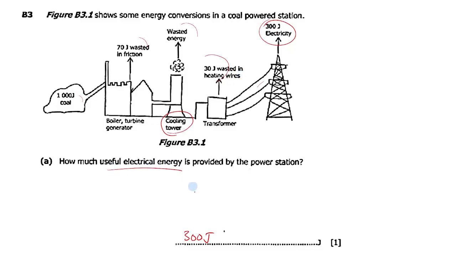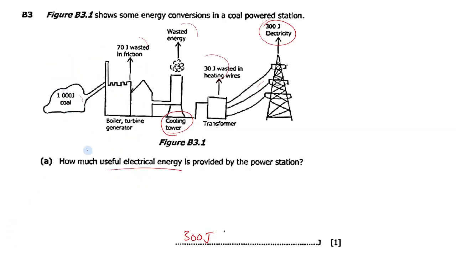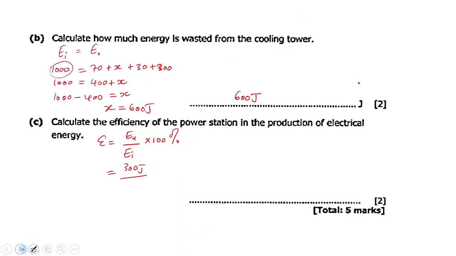The useful energy is 300, so we put 300 joules over the input energy. The input energy is what was put into the whole power supply machine, which is 1000, then times 100%. This one and that one will cancel, 1 into 30, so we have 30% efficiency. So that's the answer, 30%.